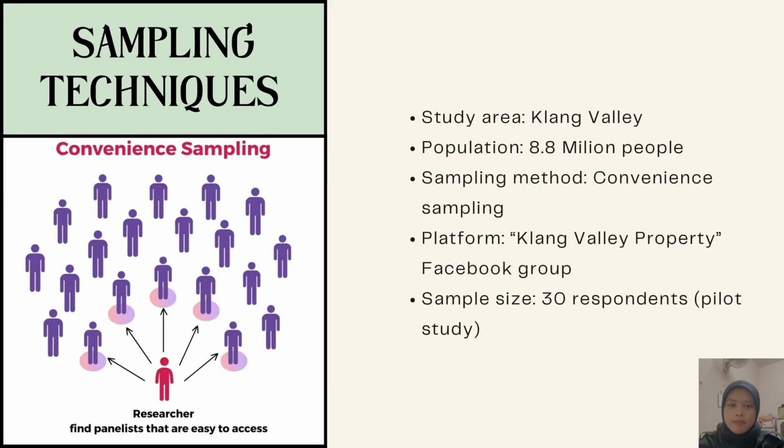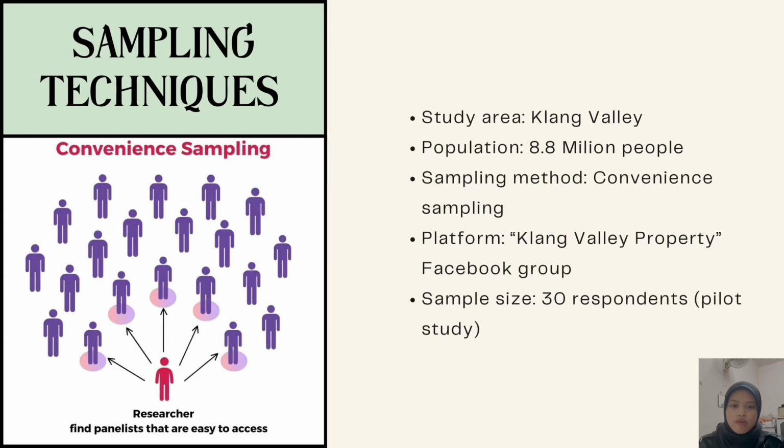Next, sampling technique. This slide explains the sampling technique used in this study. The target population is residents in the Klang Valley, which has an estimated population of 8.8 million people. The Klang Valley was selected because it is a highly urbanized area with active housing and transportation development.